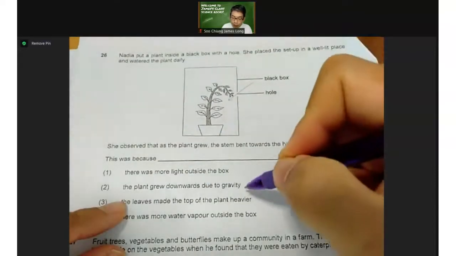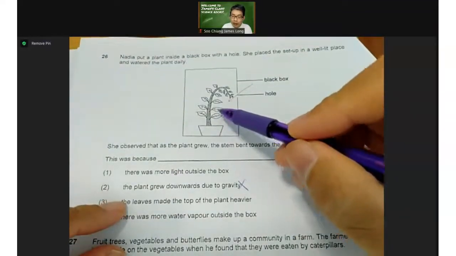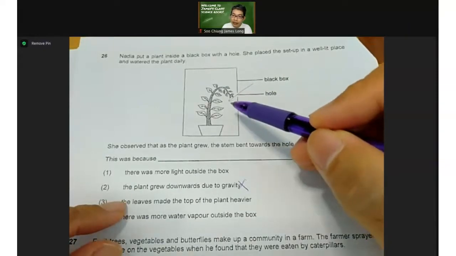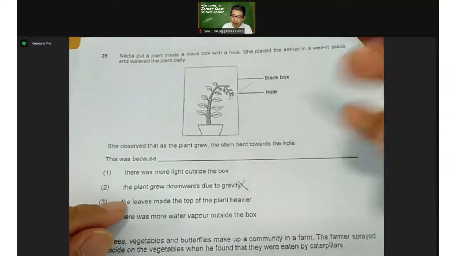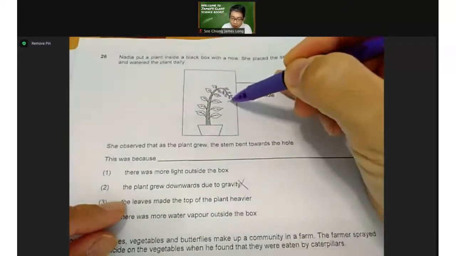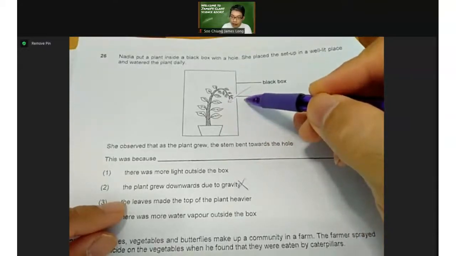If you chose option 2, then you did not understand the concept of plants responding to the light in the environment because plants need light to make food. Alright, always go back to the concept. Don't just look at it and think it seems to be bending downwards. It's actually bending towards the hole, not bending downwards.